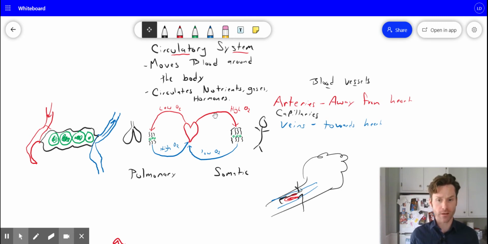One goes from the heart to pretty much all of the body, whether it be your eyeballs or your toes. This circuit is responsible for those. That's called the somatic circuit.